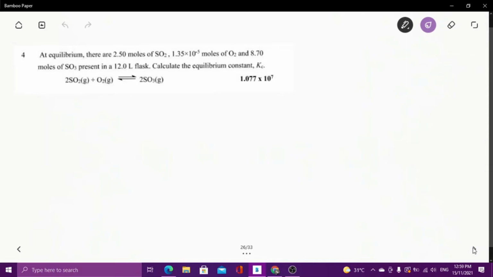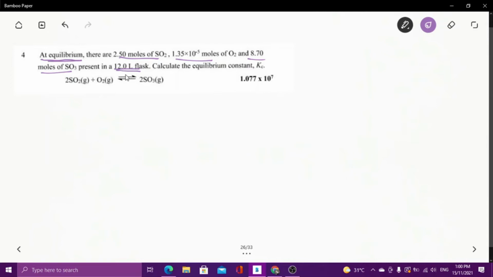kita buat tadi. Okay, so in this question, it's already given at equilibrium. So keyword dia dekat sini, at equilibrium. So all the moles, number of moles yang diberikan di sini adalah number of moles at equilibrium. So we can use it directly into our Kc expression. Okay, so dia bagi number of mole and the volume. So we could directly use that.